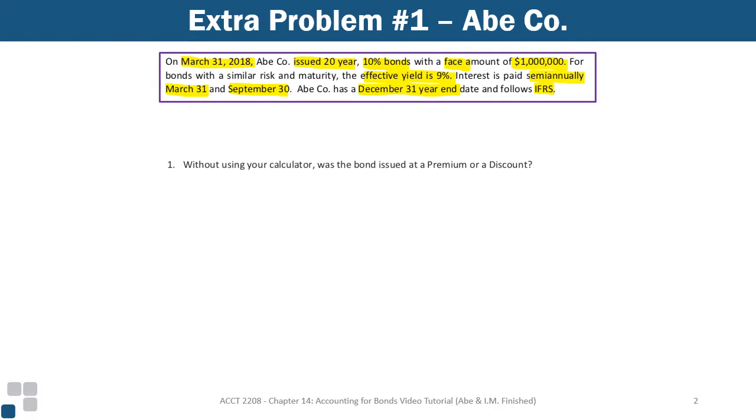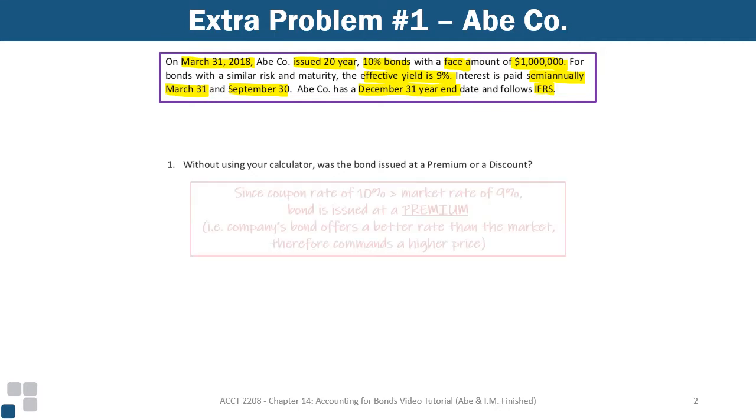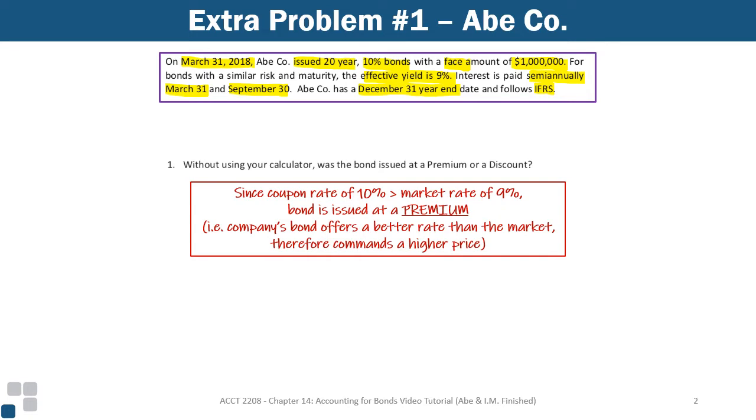So our first requirement is very simple. Without using a calculator, determine whether or not the bond was issued at a premium or discount. Well, as it happens, since the coupon rate of 10% is greater than the market rate of 9%, the coupon rate, also known as the bond rate, that's the rate of interest that's actually paid by the bond, but the market rate is 9%, so the bond is issued at a premium. And basically, this should make sense because if the company's bond offers a better rate than the market, it commands a higher price.